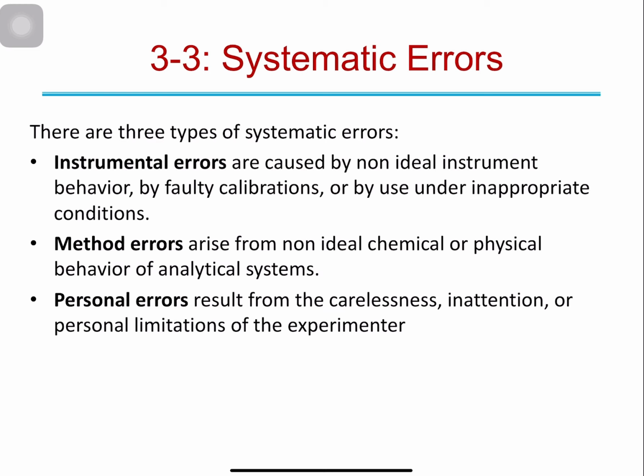So what are the different types of systematic errors? There are three types of systematic errors. The first one is instrumental errors. The instrumental errors are caused by non-ideal instrument behavior.